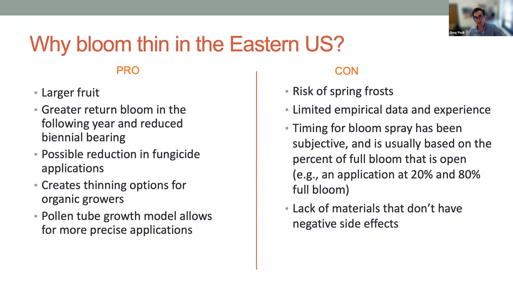A lot of our research has shown that you get greater return bloom when you do bloom thinning versus thinning later. And that's again because we are preventing seeds from forming, and those seeds produce chemicals that inhibit flower buds. So we can help to break some of the biennial bearing cycle by early thinning. There's also a possible reduction in fungicide applications. We did some work with lime sulfur and Regalia for that. Some of these materials are available for organic growers, whereas the materials available at petal fall, 10 millimeter up to 25 millimeter, are generally synthetically derived and not available for organic.